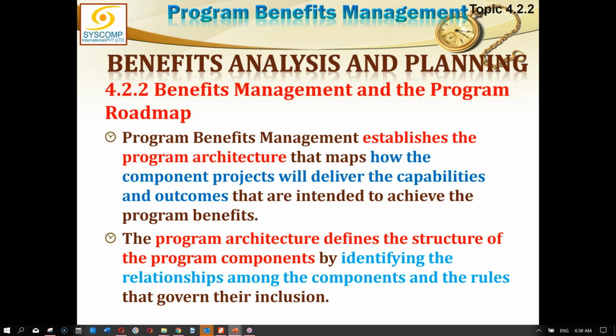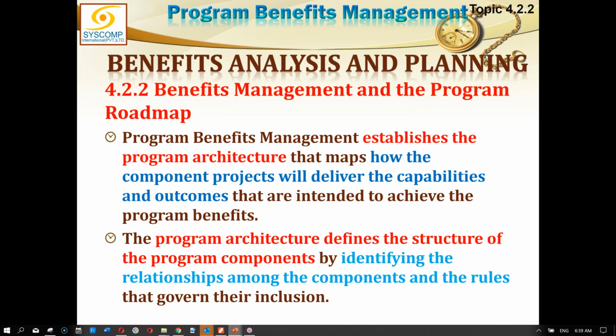Program benefit management establishes the program architecture. So now benefit management has created a layout that maps how the components of the component projects will deliver the capabilities and outcomes that are intended to achieve the program benefits. So this gives you a framework.